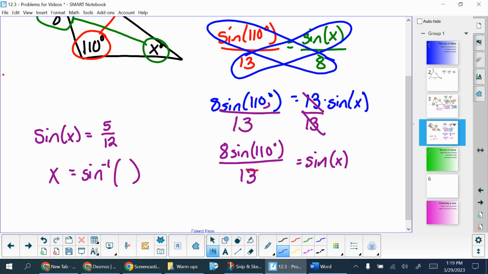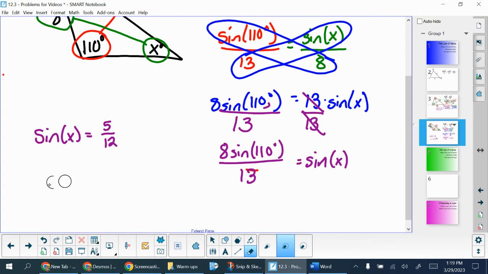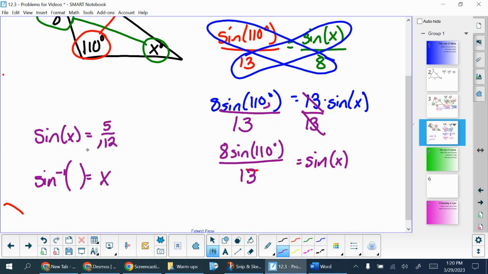I wrote that backwards from what I wanted to, so I'm going to get rid of this. So when we had sine of x equals, we swapped that around. We would write x equals and use the inverse sine. That would just switch everything around. We'd put the 5 over 12 in here, and it would give us the x out. Inverses just switch inputs and outputs.